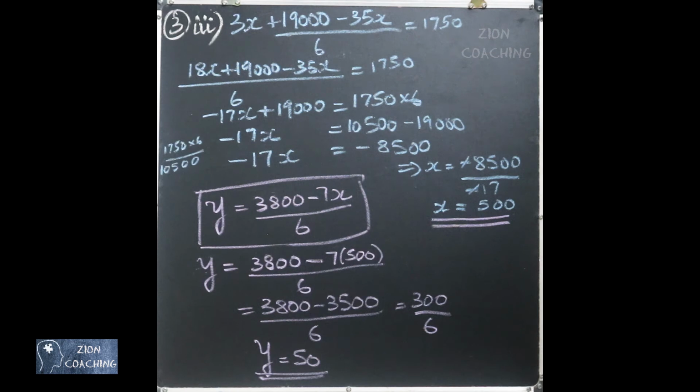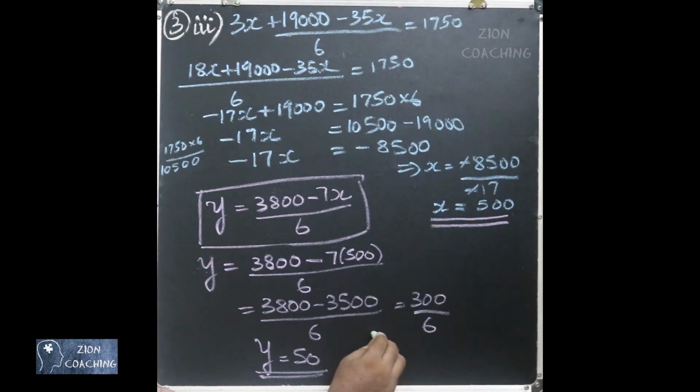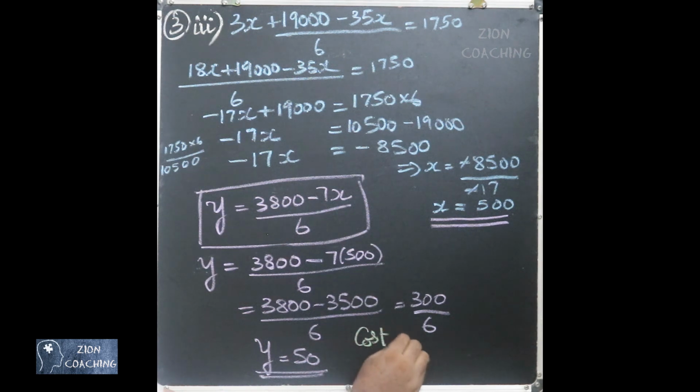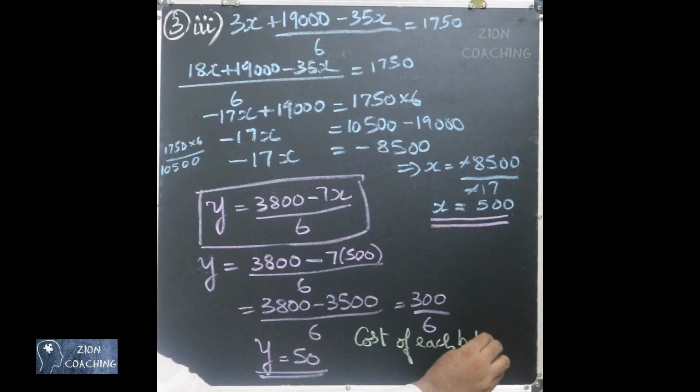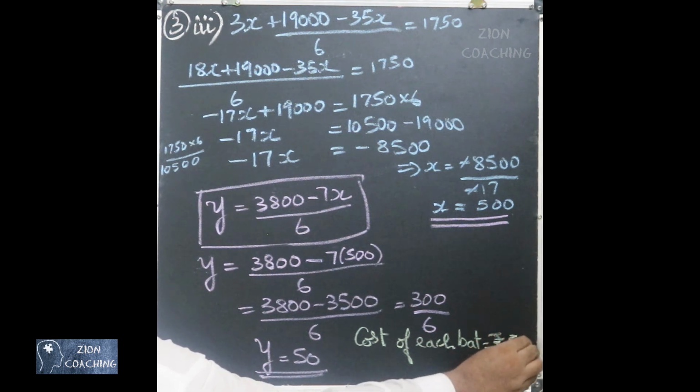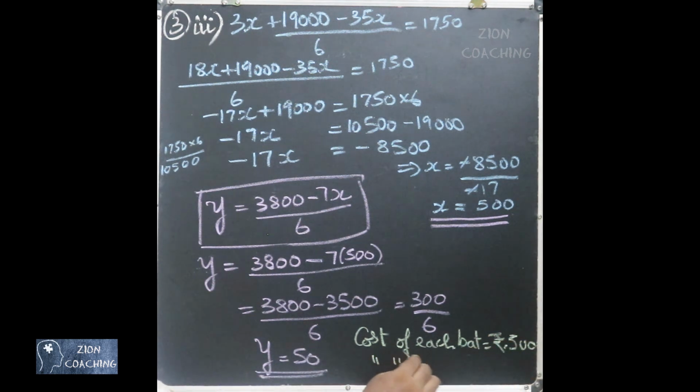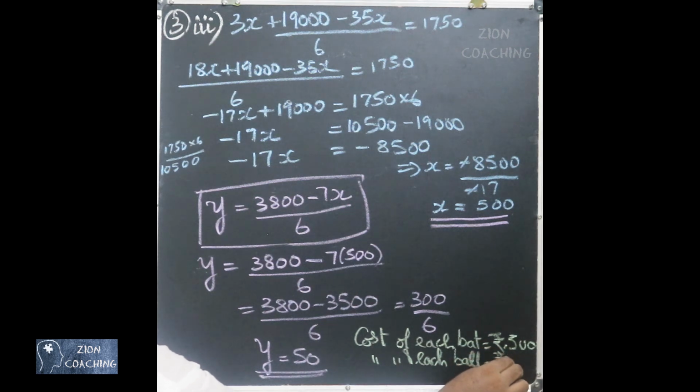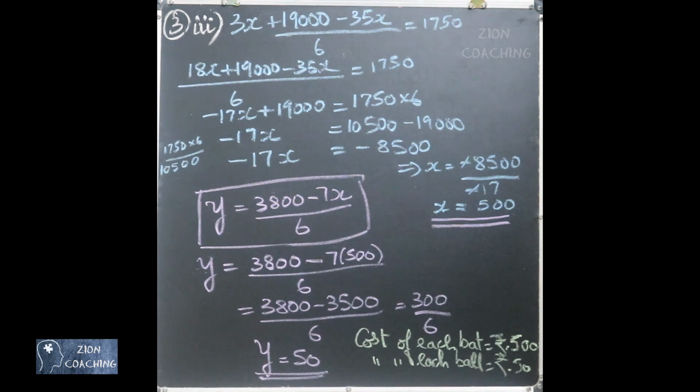Finally we will just write the answer. So cost of each bat is nothing but your x value, that is rupees 500. Then cost of each ball is nothing but your y value, that is rupees 50. So we have found the cost of each bat and each ball. Cost of each bat is 500 rupees. Cost of each ball is 50 rupees.